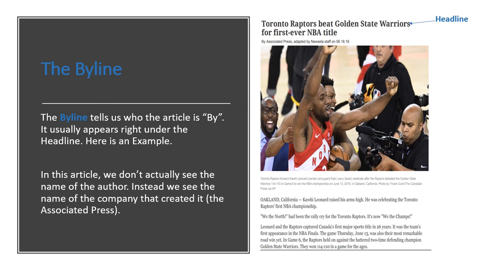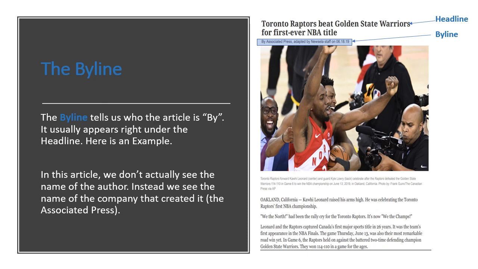Next is the byline. So the byline, you can see the word by in it. It tells us who wrote the article, who the article is by. It usually appears right under the headline. And there's an example here in this article as well. So take a second, see if you can find the byline. If you said it was this bit that said by Associated Press, right here, you were correct.